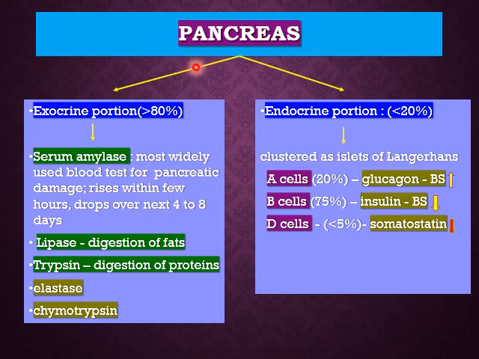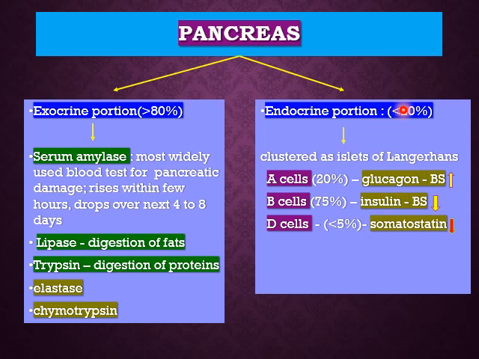As I said, the pancreas consists of an exocrine portion, which is the predominant component, and an endocrine portion, which contributes less than 1/4 of the gland. The exocrine portion is responsible for secreting serum amylase, the most widely used blood test for pancreatic damage, serum lipase, and serum trypsin. Lipase is for the digestion of fats, and trypsin for the digestion of protein. Other enzymes include elastase and chymotrypsin.